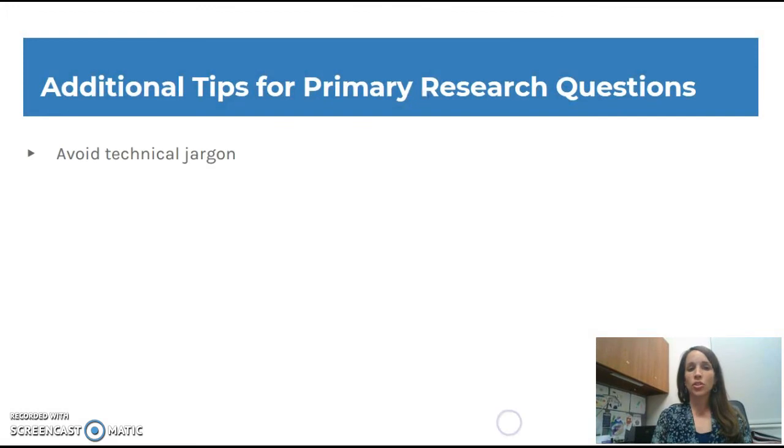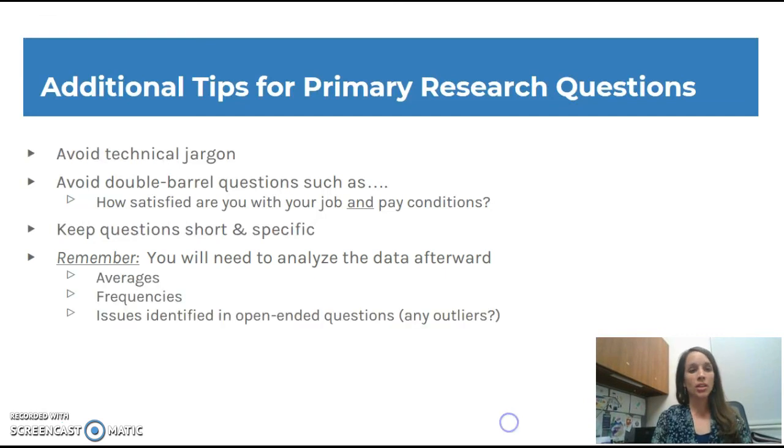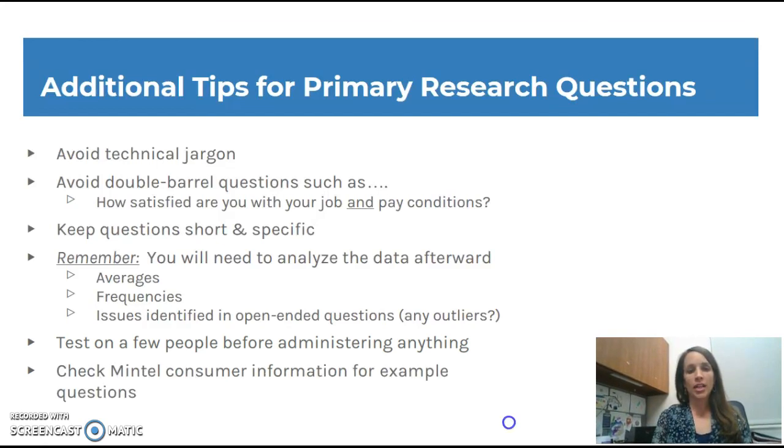All right, so some additional quick tips. Avoid technical jargon. Don't ask double-barreled questions, two questions in one. That confuses people. Keep them short and specific. Remember that you need to analyze the data afterwards. Test your questions on a few people before administering anything, and check Mintel, one of the databases from Kendra, for example questions. All right, that sums it up for market research.